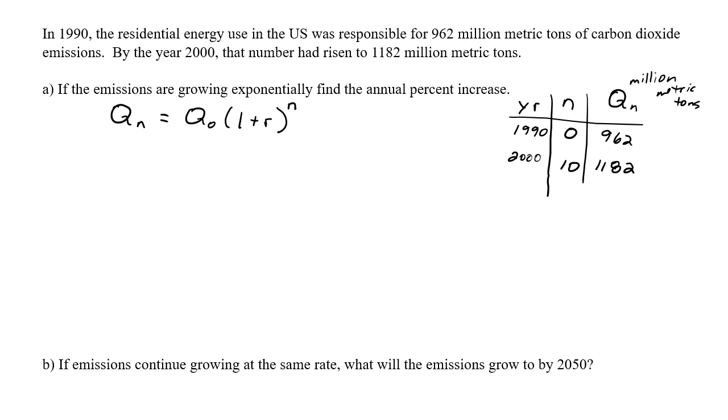Now when we get to part B and we're trying to find the emissions in 2050, how many years is that after 1990? That's going to be 60 years after 1990. So the n value will be 60 in that case.